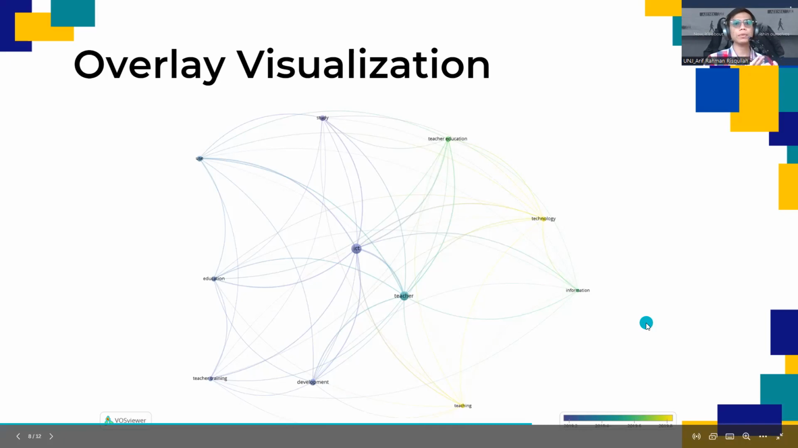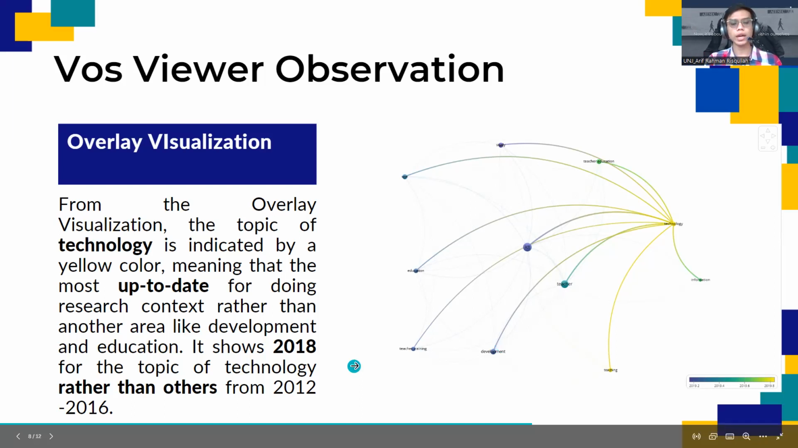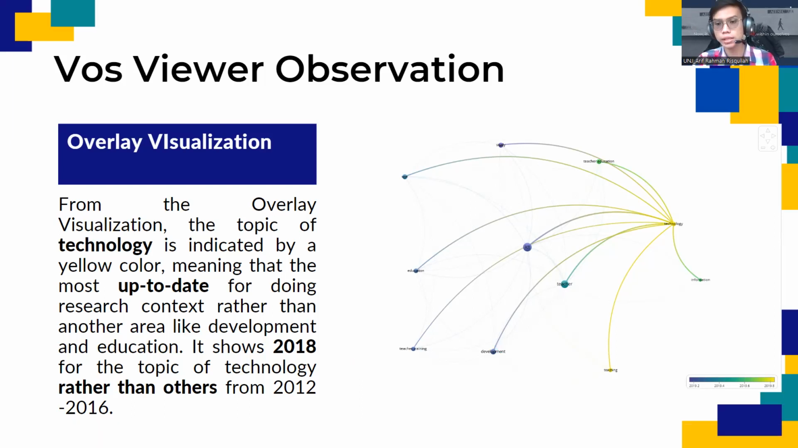That is why, from the overlay visualizations, we could indicate that technology, shown in yellow, is the most up to date for doing research, rather than other areas like development and education. Why? Because it shows 2019.8 for the topic of technology, rather than others from 2012 until 2016.